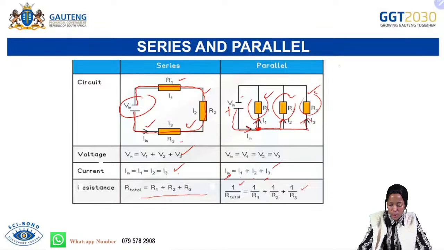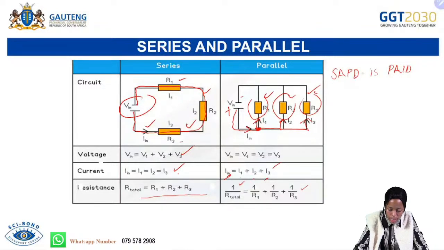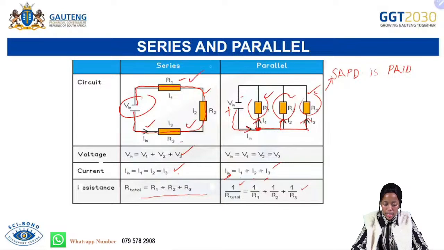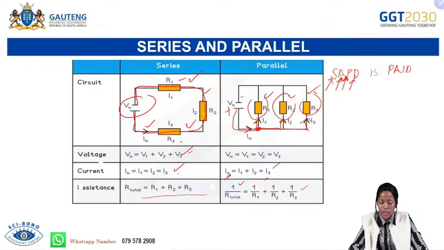So again, we can use the following to say SAPD is what? SAPD is paid. So with that, what are we saying? The S represents the series circuit, this one. So the series circuit, the A is R. P is potential. So potential, we are talking about the voltage, are potential dividers. So SAPD, we are saying that series are potential dividers.